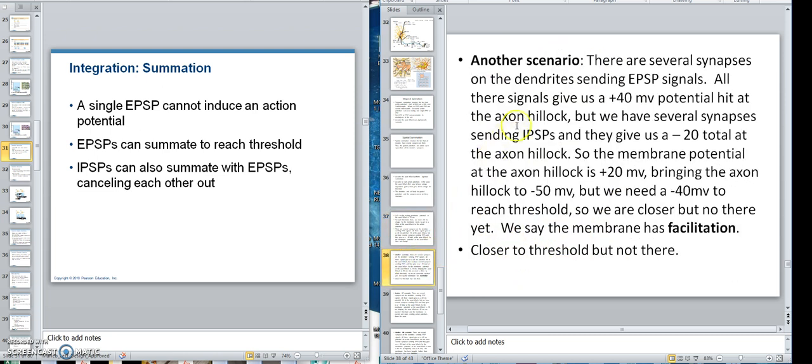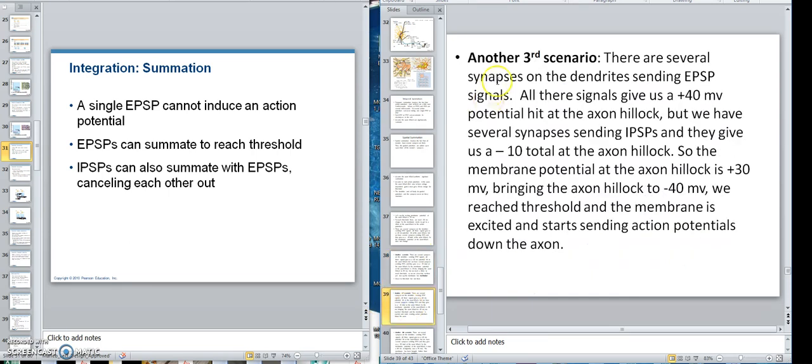Okay, let's go to the next one. Another scenario. There are several synapses on the dendrites sending EPSPs. All the signals give us a plus 40 hit at the axon, but we have several synapses doing IPSPs. Okay? And they give us a negative 20 at the hillock. So the membrane potential change at the hillock now is a plus 20, plus 40 minus 20, bringing the axon hillock to, let's say, a minus 50. But we needed a minus 40 because we needed a 30 to reach threshold. So we're closer there, but not there. That's what we call facilitation. Closer to threshold, but not there.